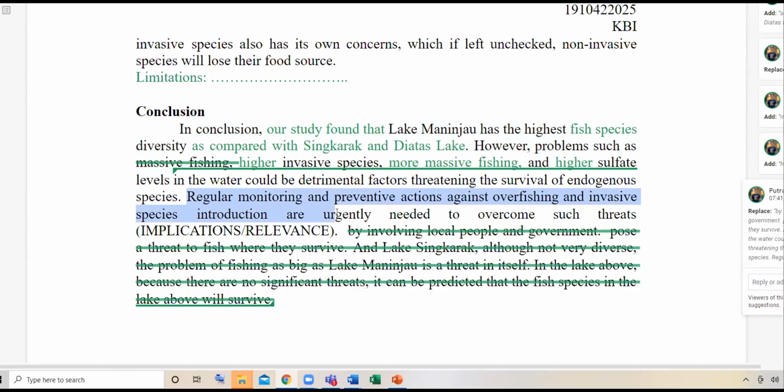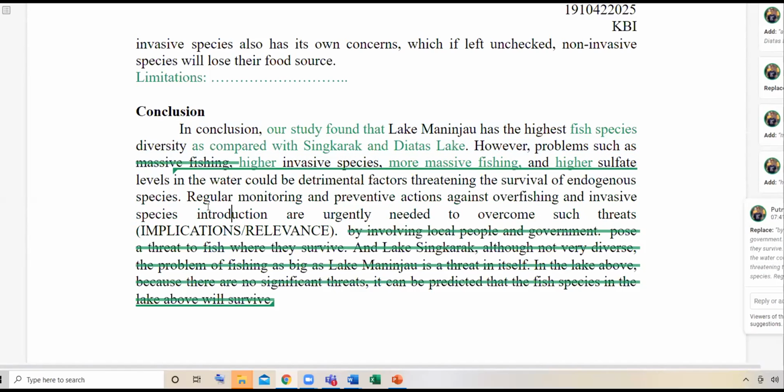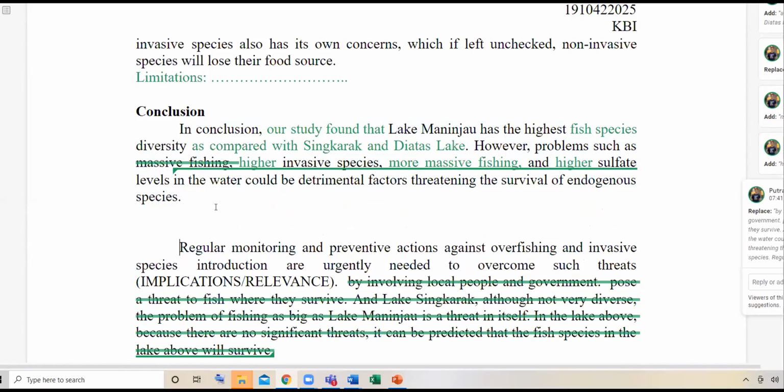So one alternative, you just say, okay, because of this, therefore we have to conduct regular monitoring and preventive actions against overfishing and invasive species introductions to overcome such threats. So it's kind of a conclusion. Or probably you may also put only simple sentences. So there are many alternatives to put that relevance.